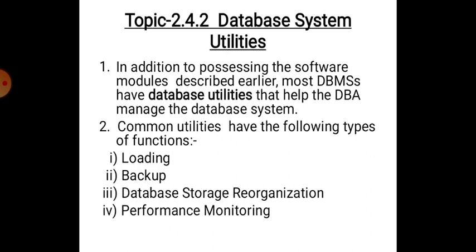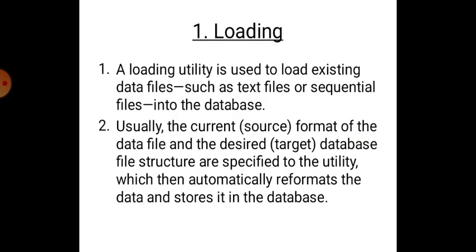Point number 2. Common utilities have the following types of functions. 1. Loading. 2. Backup. 3. Database storage reorganization. And 4th, performance monitoring. So all these 4 functions are very actively required to manage the database. First, we will take up loading.